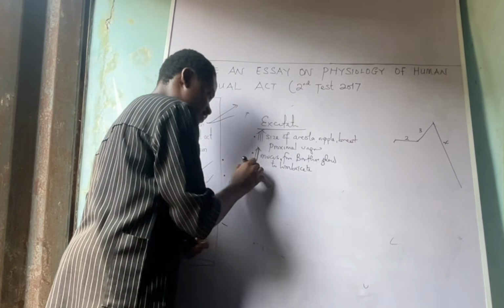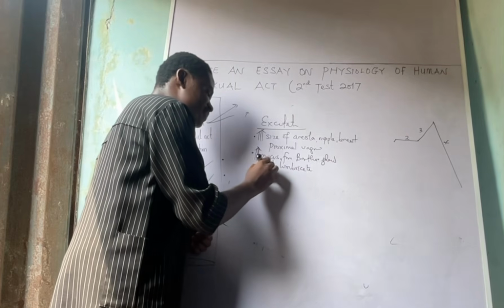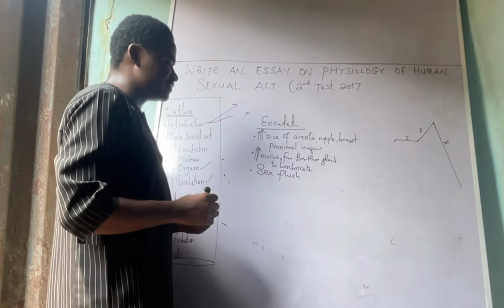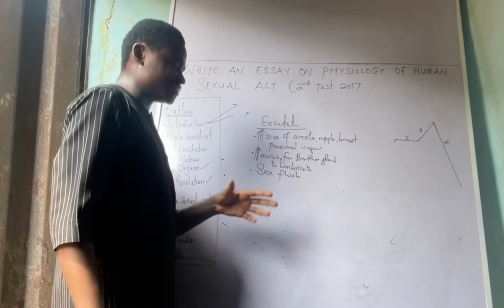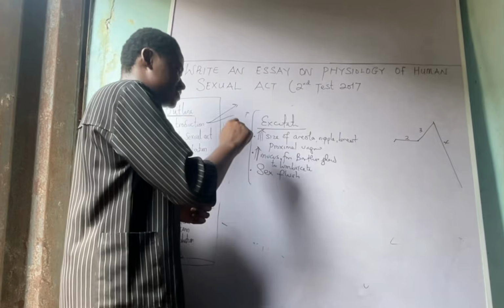this process. All right. Then, because of some changes that we'll see on the skin, the person may also show you sex flush. The skin is going to have a characteristic blushing appearance. So they call it sex flush. Okay. These are things you take note of in the excitation.